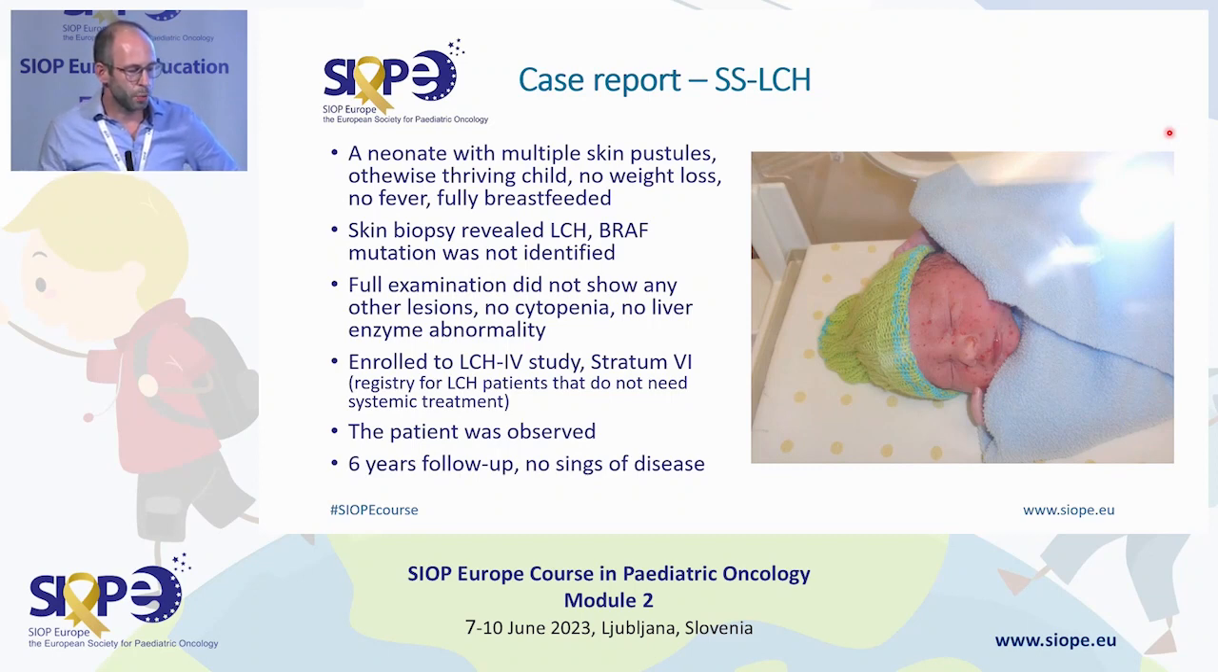The patient was enrolled to the LCH-IV trial, to Stratum 6, that is the registry for patients that do not need systemic treatment, and this kid did not receive any treatment. No topical steroids, no systemic steroids, nothing, and this lesion regressed, and the patient is okay with 6 years of follow-up, with no signs of the disease.